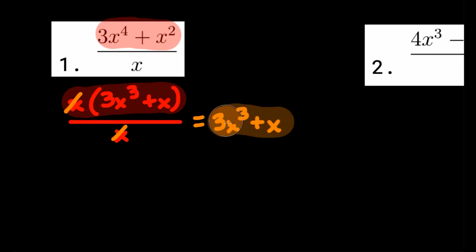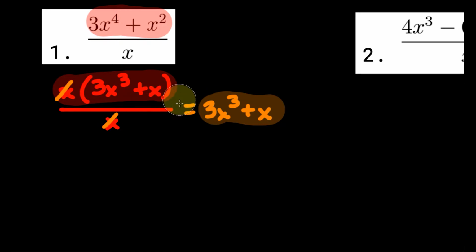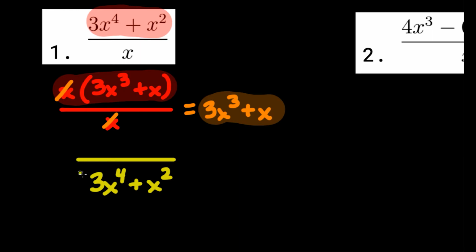But to show you the concept of polynomial division without this factoring, I'm going to show you a different way of doing this. We should end up with the same answer by the time we're done. So what we're going to do is set this up like it's a long division problem. I'm going to write 3x to the fourth plus x squared, and then divide it using long division by x.